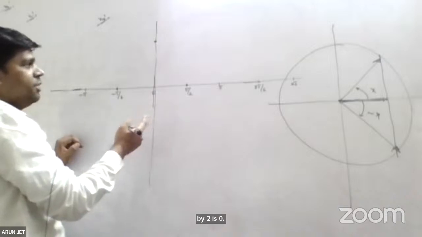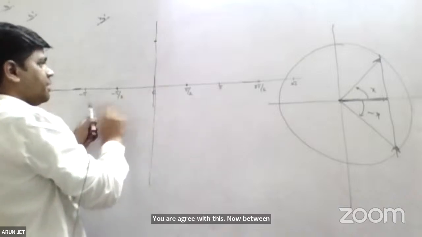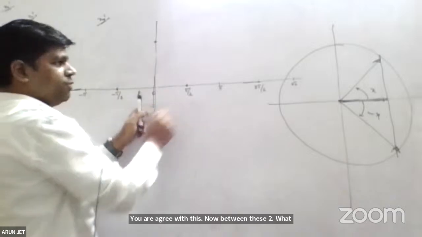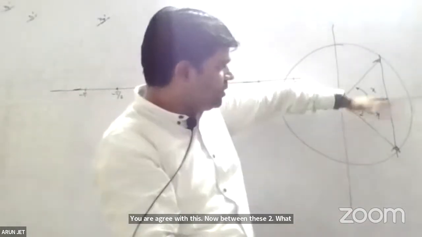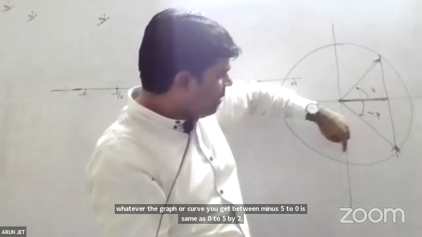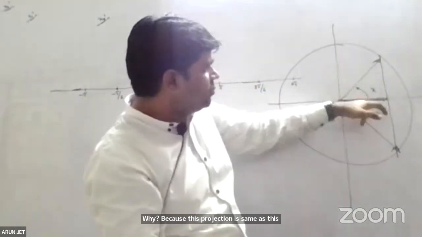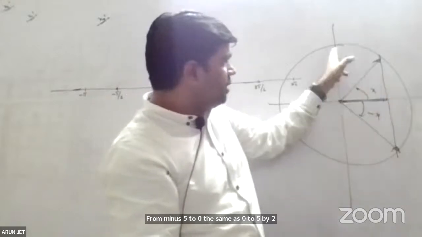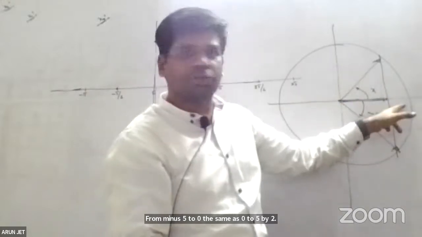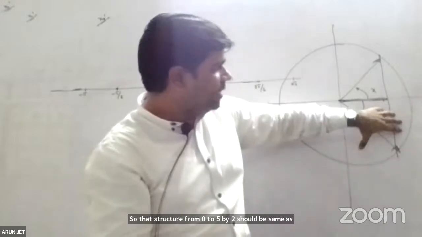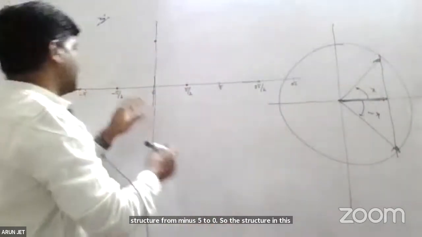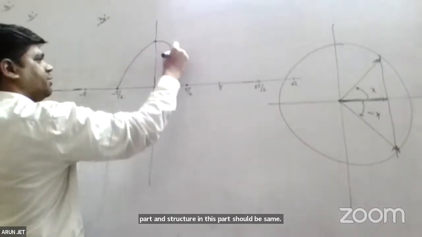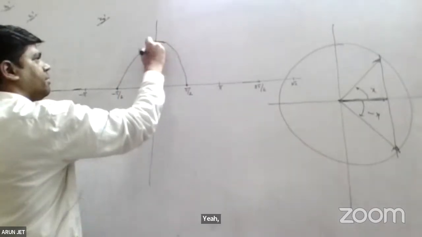Now, whatever the graph or curve you get between minus pi by 2 to 0 is the same as 0 to pi by 2. Why? Because this projection is the same as this projection. So the structure from 0 to pi by 2 should be the same as the structure from minus pi by 2 to 0. So the structure over here and the structure over here should be the same.